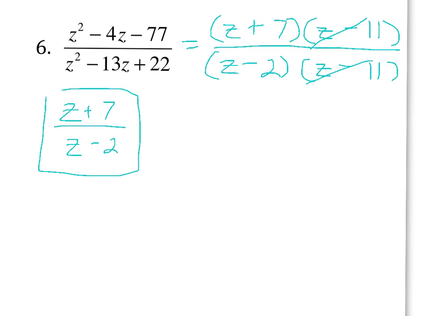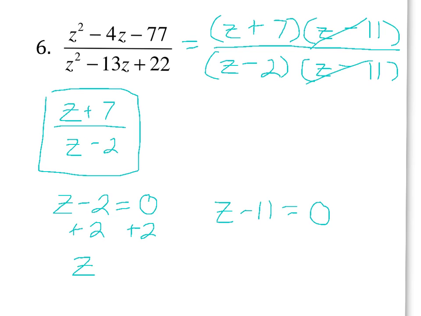So now to find the excluded values, we go back to the original before we canceled, and we set it equal to 0. So we take both our factors, z minus 2, and set it equal to 0, and z minus 11. So our two excluded values will be z equals 2 and z equals 11.